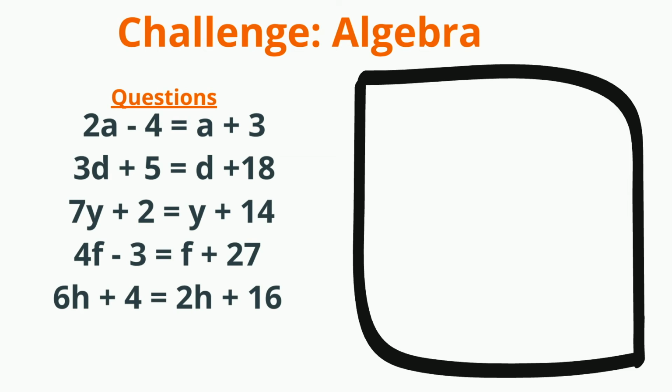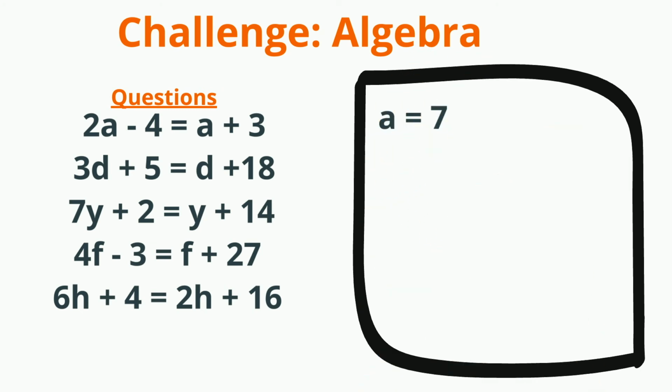Question number 1. 2a minus 4 equals a plus 3. We're going to start by taking the minus 4 across to the right hand side, and it's going to become plus 4. Secondly, we're going to take the right hand side a and move it to the left hand side. This gives us a new formula, 2a minus a equals 3 plus 4. And if we simplify that all the way down, we should have a equals 7. So our answer is a equals 7.